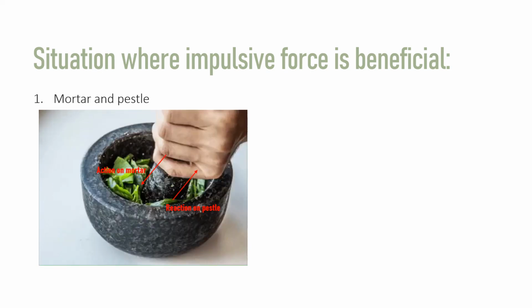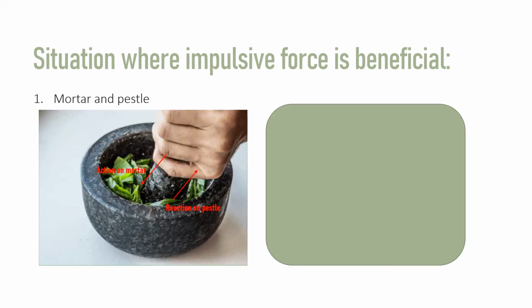The relationship between action on mortar and also the reaction on pestle can be explained in Newton's third law of motion. Newton's third law of motion states that for every action, there is a reaction of equal magnitude but in the opposite direction. So here's some explanation regarding the video. A pestle moved at high velocity is stopped by a hard mortar in a short interval of time. A large impulsive force is produced.